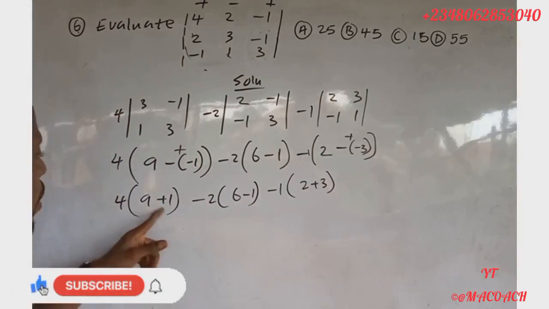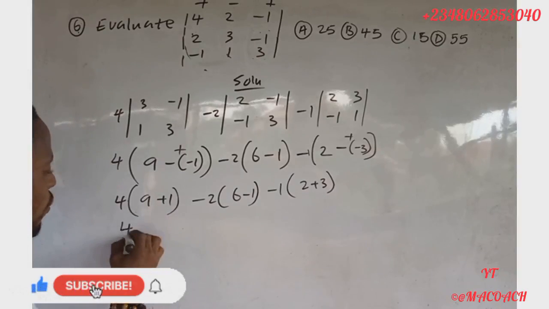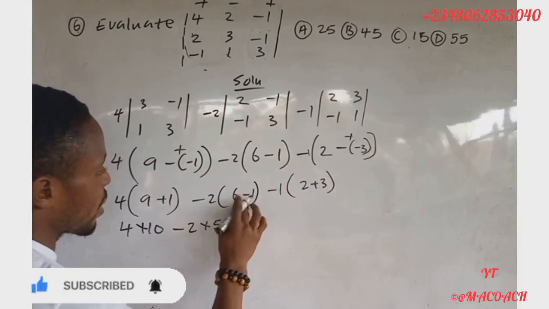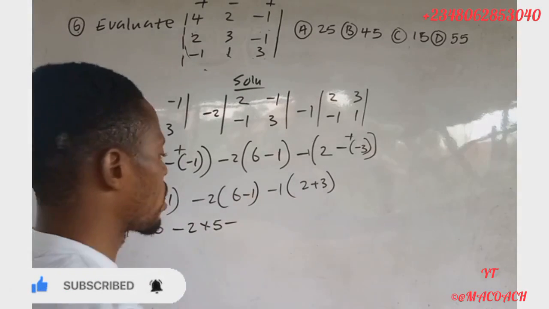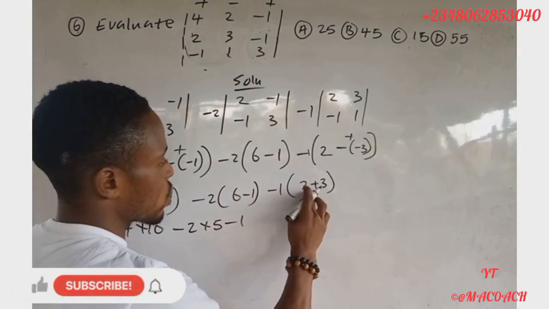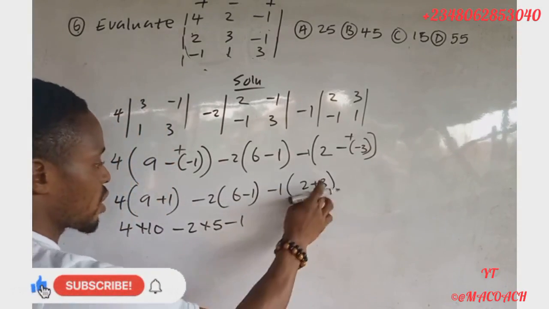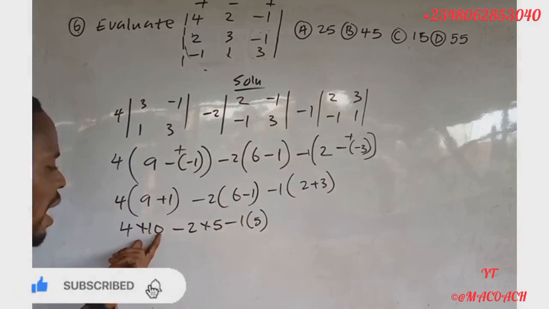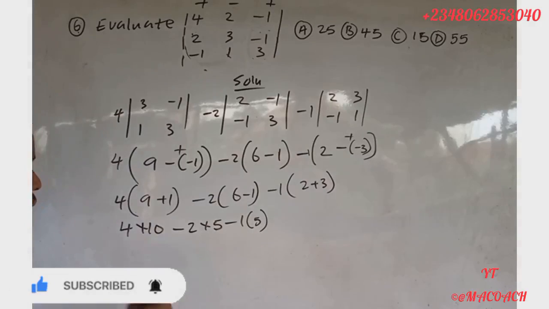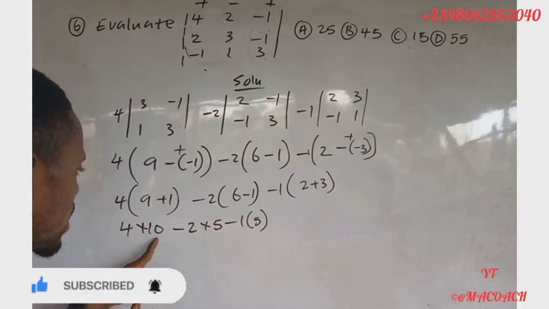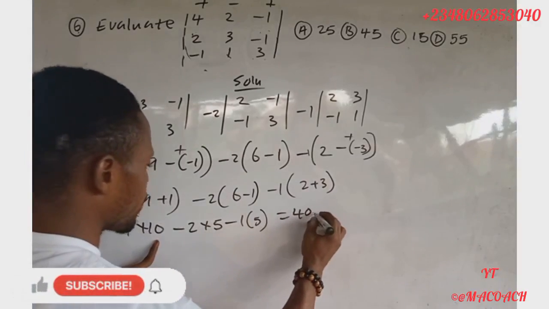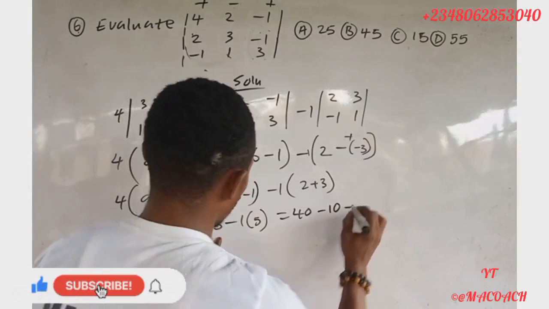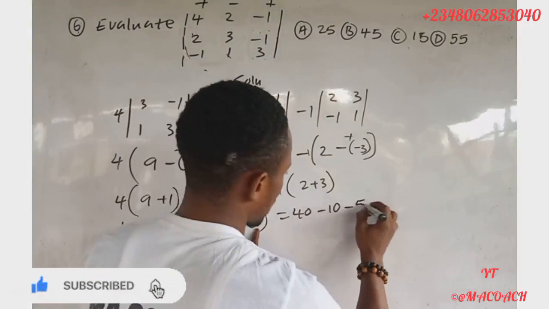So in this place now, 9 plus 1, that is 10. So 4 times 10, minus 2 times, 6 minus 1, we have 5. Sorry, here we have minus 1, 2 plus 3, we have 5. So I multiply by 5. So in this place now, let's multiply this. We have 4 times 10, that gives us 40. Minus 2 times 5, we have 10. Minus 1 times 5, we have 5.